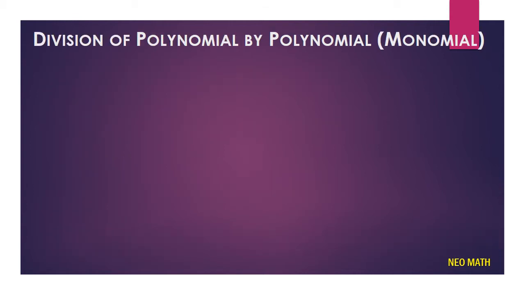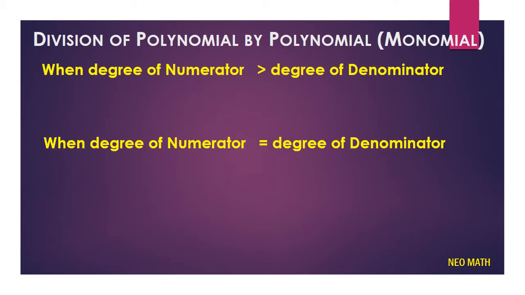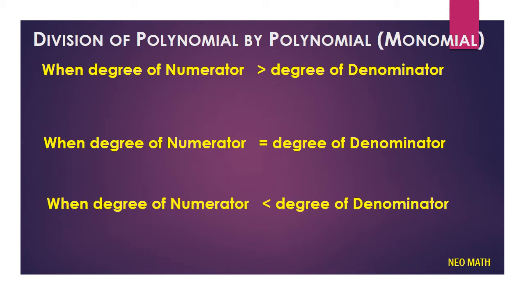Division of polynomial by polynomial. Here the divisor is a monomial. Here we have three cases. Case 1, when degree of numerator is greater than degree of denominator. Case 2, when degree of numerator is equal to degree of denominator. And case 3, when degree of numerator is less than degree of denominator. Let me check one by one.